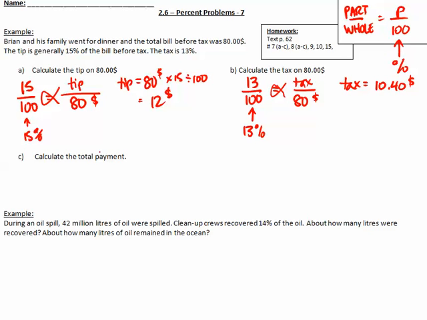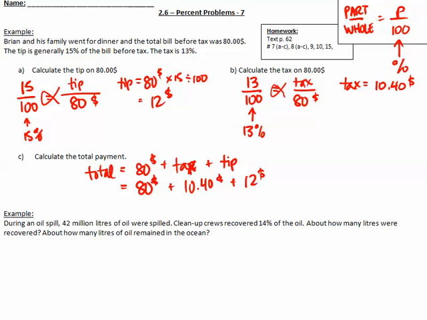The total payment is just a combination of the original bill, which is $80, plus the tip, plus the tax. So the tax ended up being $10.40, and the tip ended up being $12. So that means in total, my dinner will cost $102.40.